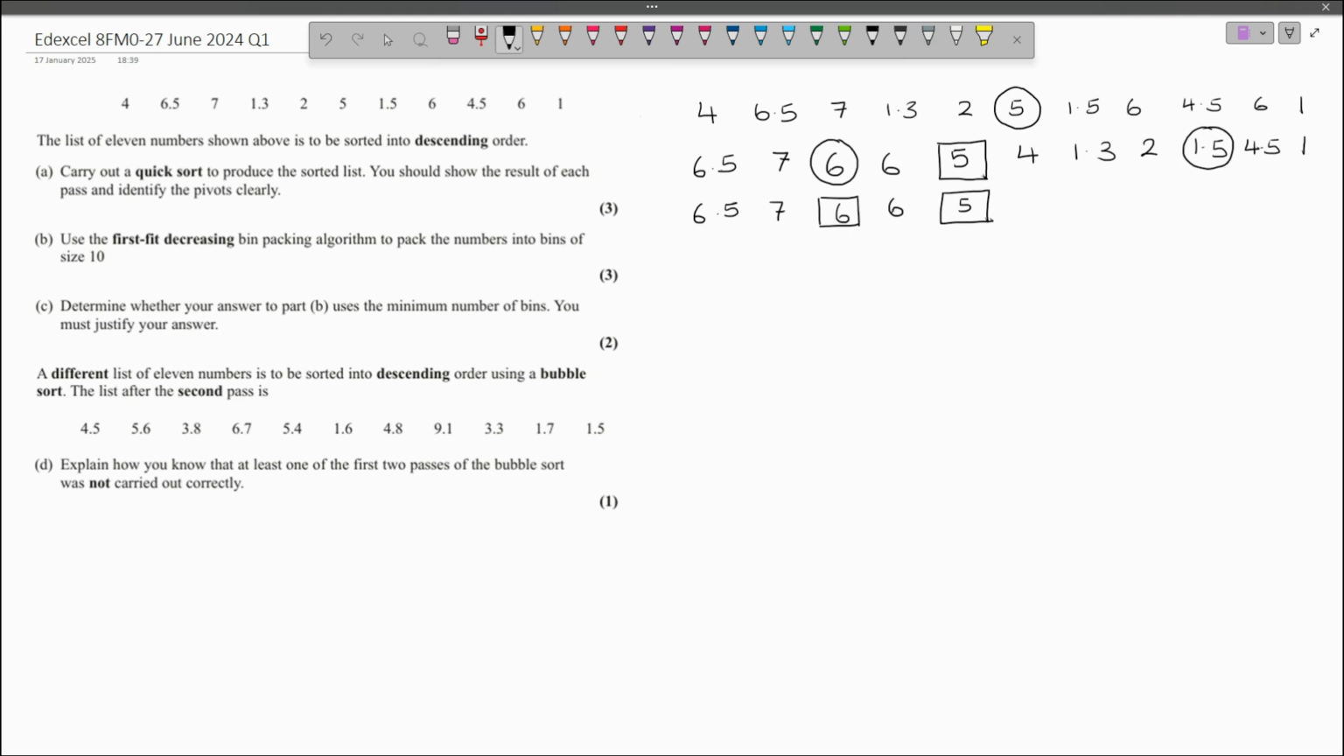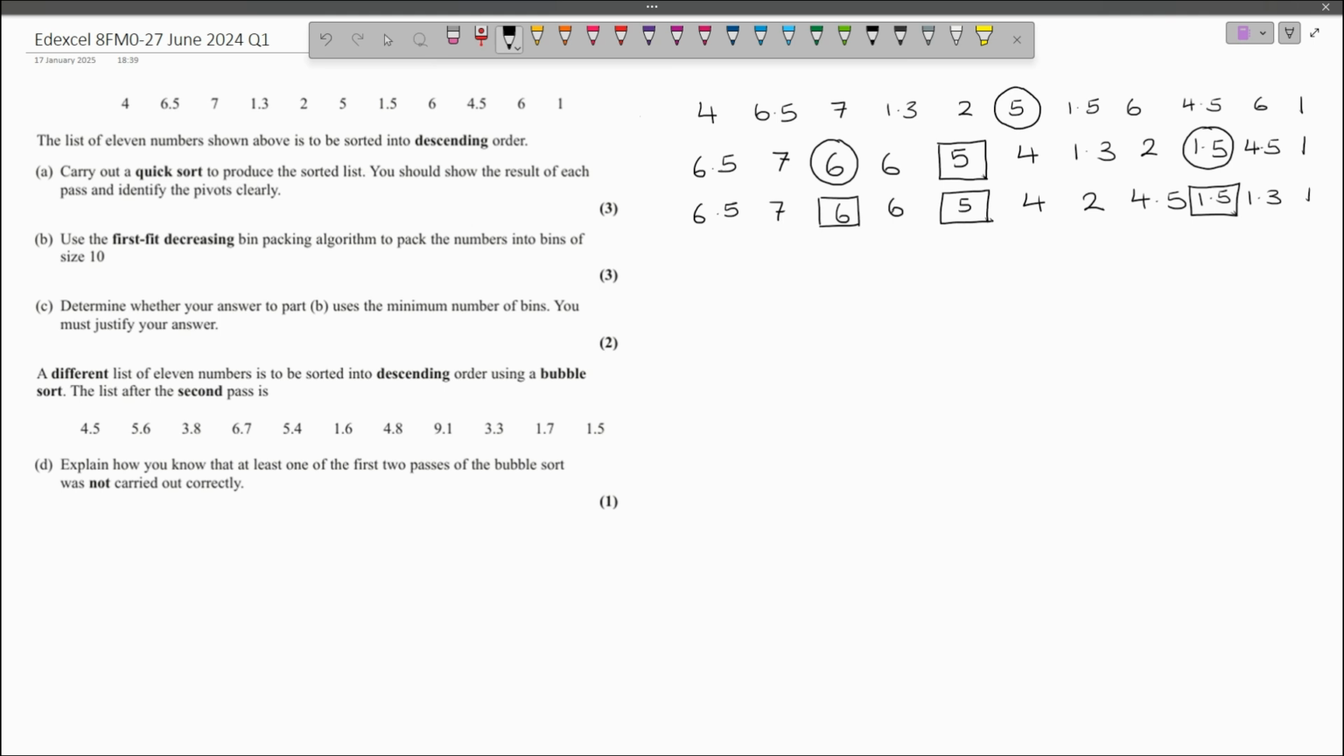I'm going to do the same process to the sublist on the right. I'm going to put all the numbers larger than 1.5 first. So I'm going to get 4, 2, and 4.5. I'm then going to get 1.5. I'm going to draw a box around it to fix it in position. And finally, I'm going to go left to right again. I'm going to get 1.3 and 1.